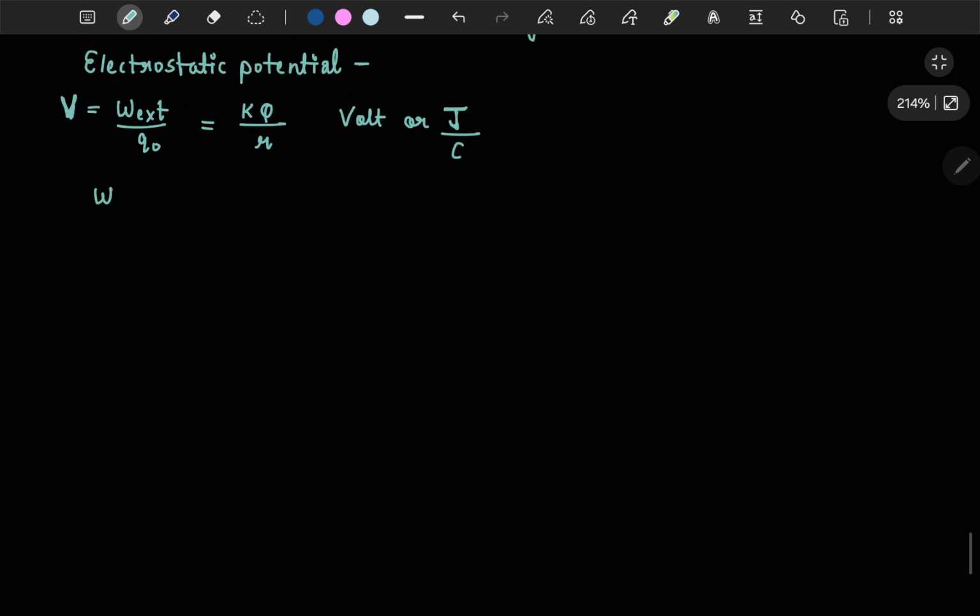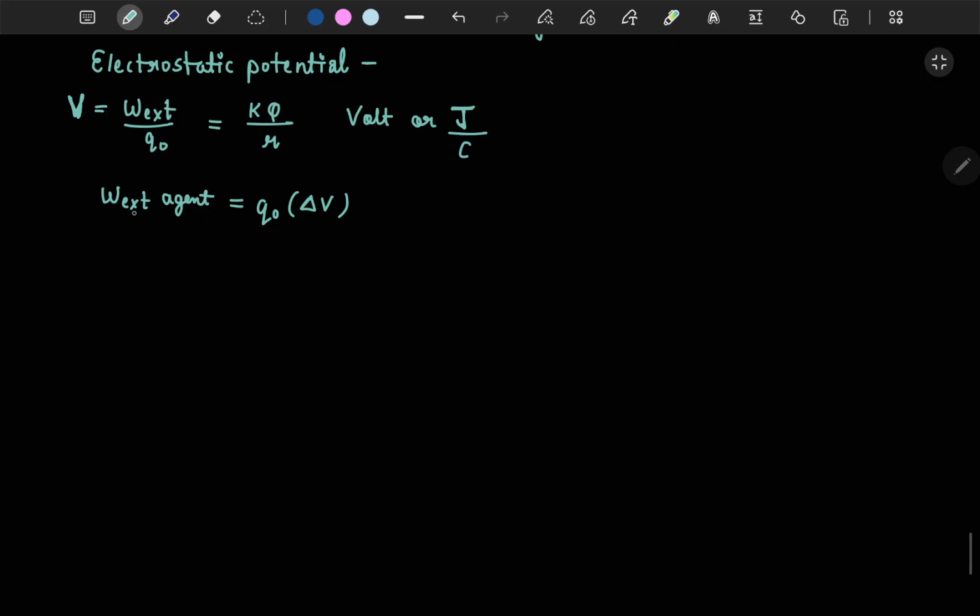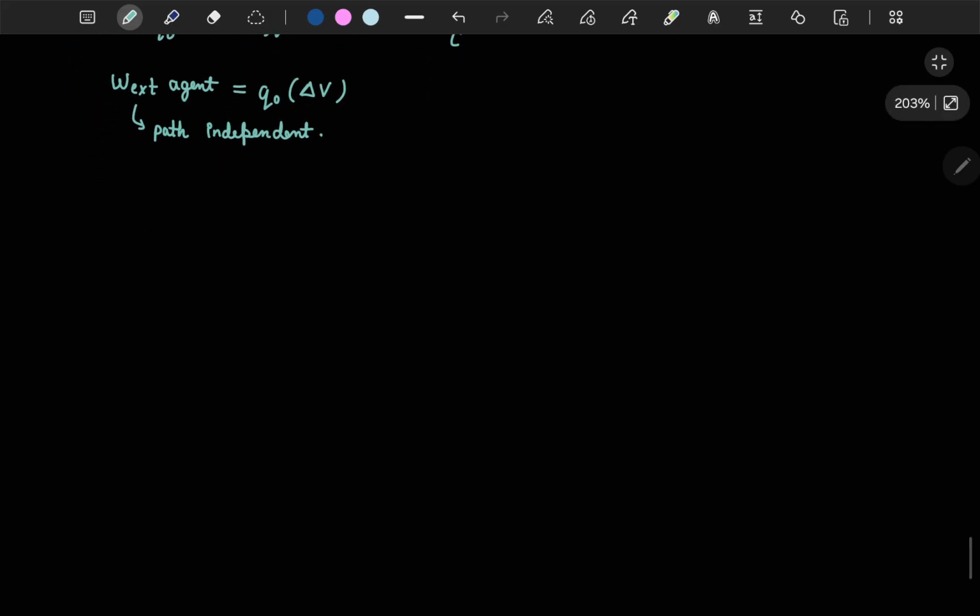Moving ahead, work done by external agent. What is work done by external agent? It is equal to Q naught into delta V. From this formula we derived that work done by external agent is equal to Q naught into delta V. And work done by external agent is path independent. It is not dependent on the path. And work done by external forces is used for conservative forces only, like the gravitational force and electrostatic force.